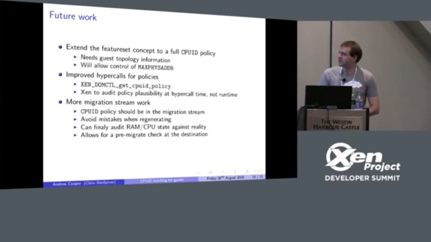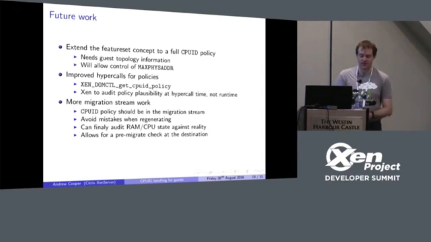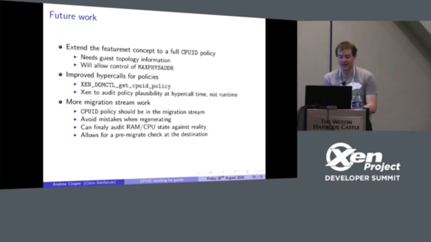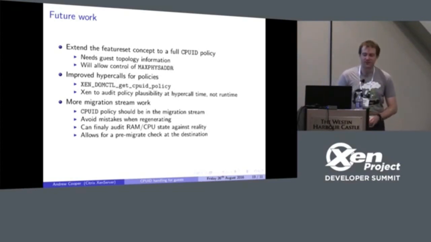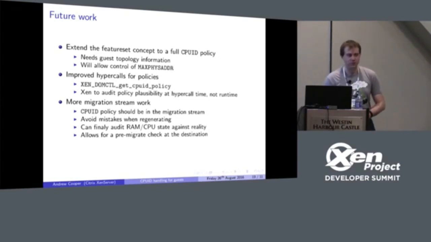So I'm looking to put the CPUID policy in the migration stream and at the head of it, so it's at the start, ahead of the RAM and the CPU, so at least you can audit that as it comes in correctly. And it also allows, at the moment, migration is essentially a one-shot thing. You try it and hope that it doesn't crash on the resuming side.